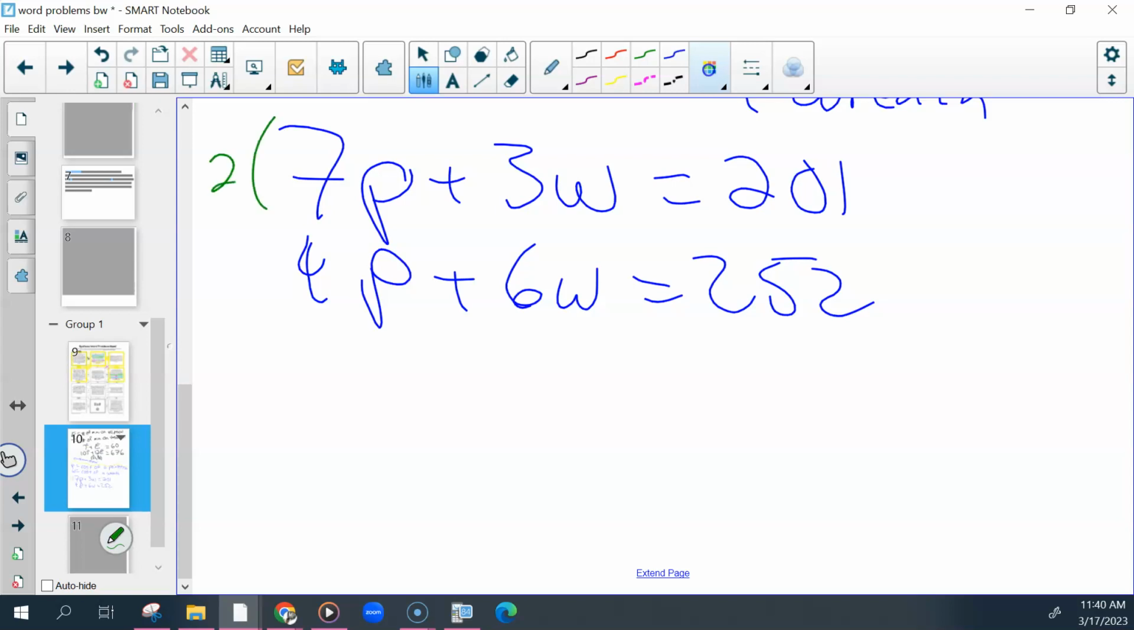Multiply 2 here. You have options though. You could multiply the first by 6 and the bottom by 3, the first by 4, the bottom by 2, and keep going. You have so many different options. So this would become 14p plus 6w equals 402.